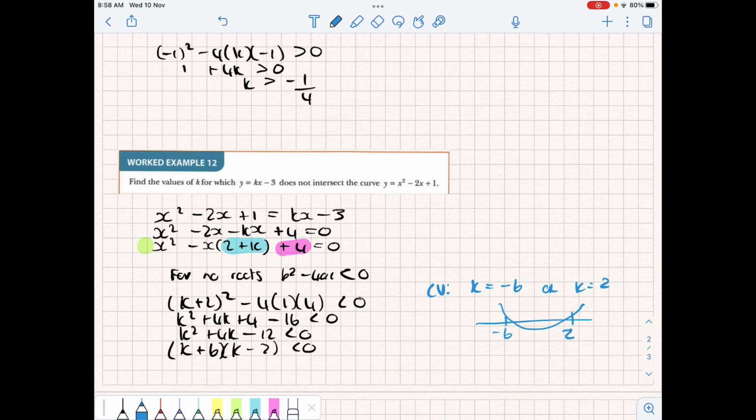And now we need to consider the inequality we're solving for. We want to know when this value of k is less than 0, and we can visually see that is between those two values. And so our solution will be negative 6 is less than k, which is less than 2.